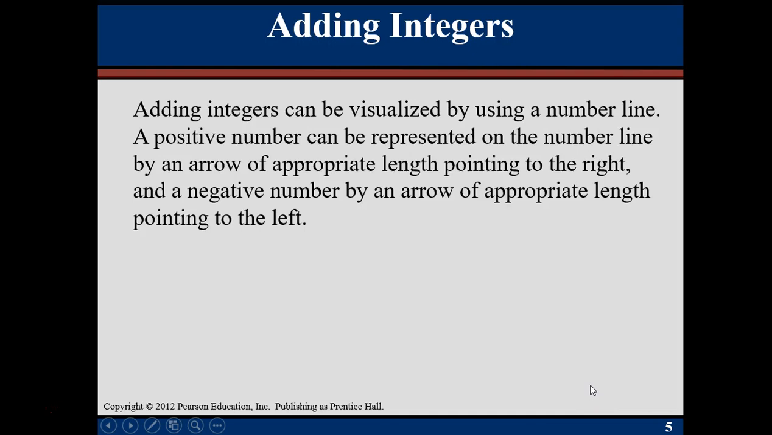Adding integers can be visualized using a number line. A positive number could be an arrow to the right, and the negative number can be an arrow to the left. And when we want to add them, you will link them from end to end. And then wherever the second arrow ends, that's the answer to the problem.